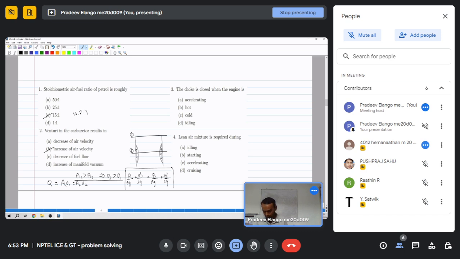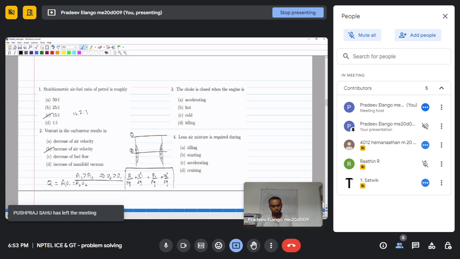Area and pressure. The choke is closed when the engine is accelerating, hot, cold, or idling. Hot. Why? Because the engine temperature is enough to burn the fuel. No, actually the answer is cold.